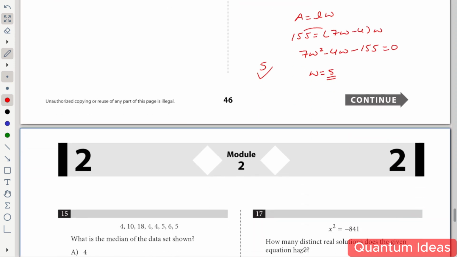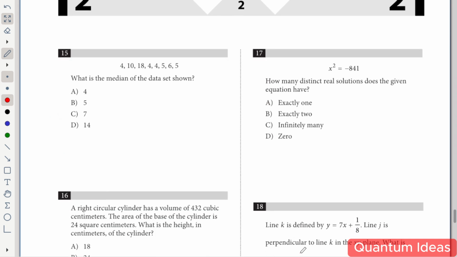Okay, let's see number 15. What is the median of the data set shown? To find the median, we can simply use this trick: cancel out the largest value and the smallest value. Here the largest value is 18, then cancel out the corresponding smallest value. Then the second largest is 10, cancel out the second smallest, then 6, then 4. There are 2 and 5 remaining. Now you have to take the average of the two remaining numbers to find the median, and the average of 2 and 5 is 5. So the answer is B.